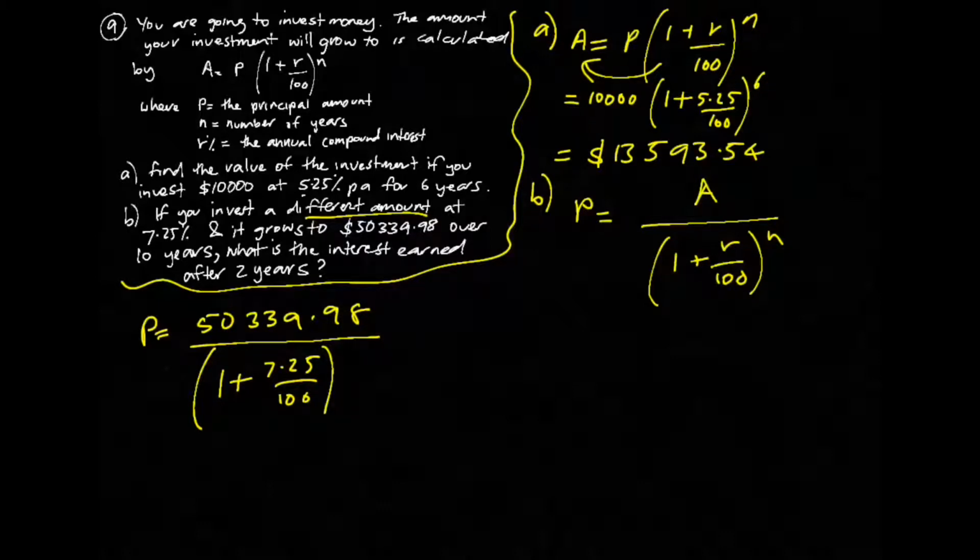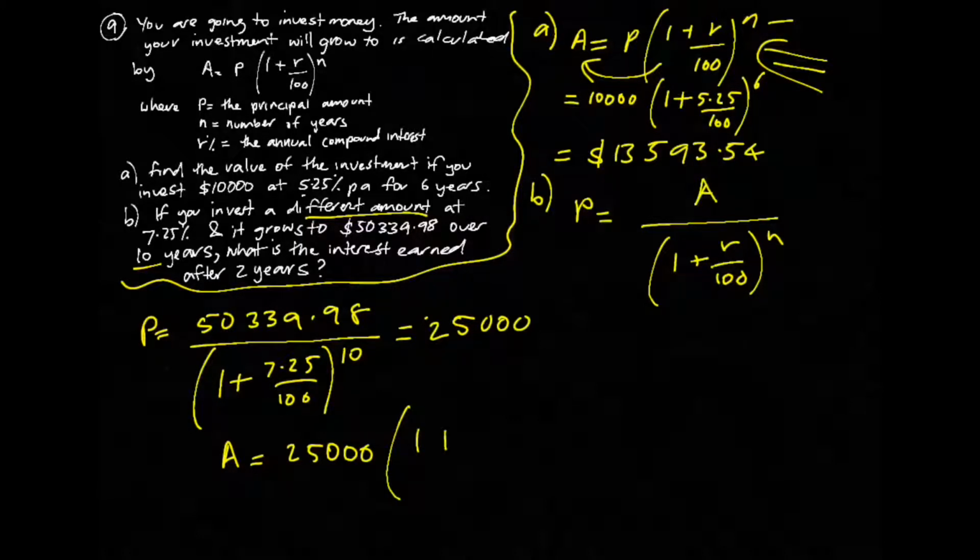and it's grown over 10 years. Now if you go ahead and calculate that out, you'll get 25,000. So now we know the principal, we can find out what A is after 2 years with that same interest rate. So it's 25,000, subbing it into this equation again, times 1 plus 7.25% to the power of 2, because we're talking about 2 years now.